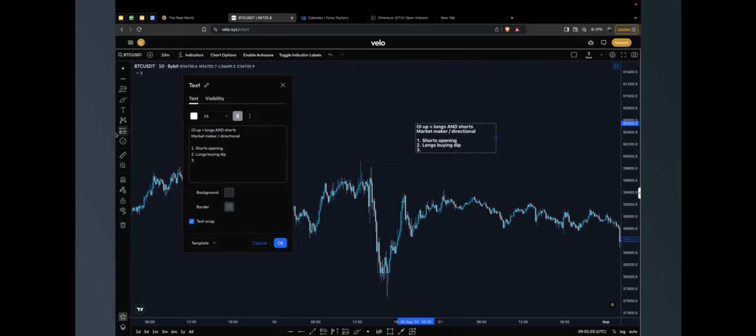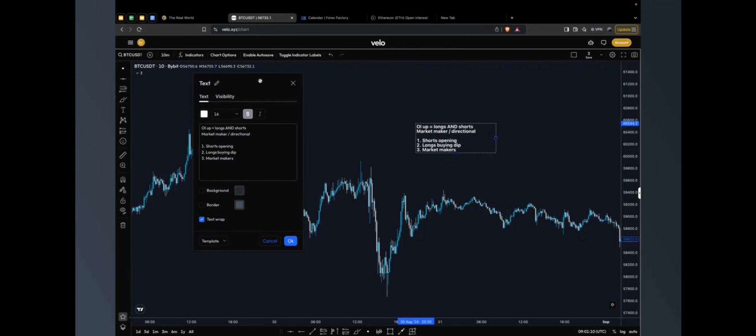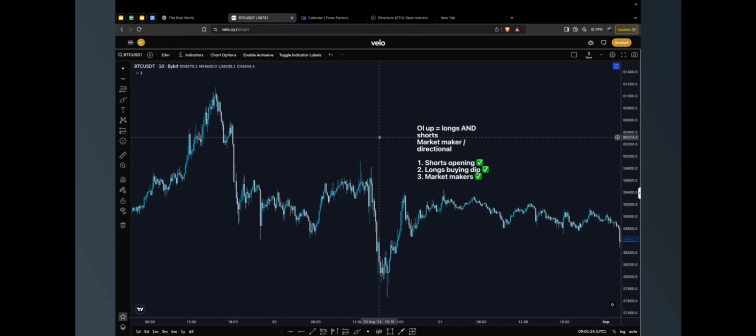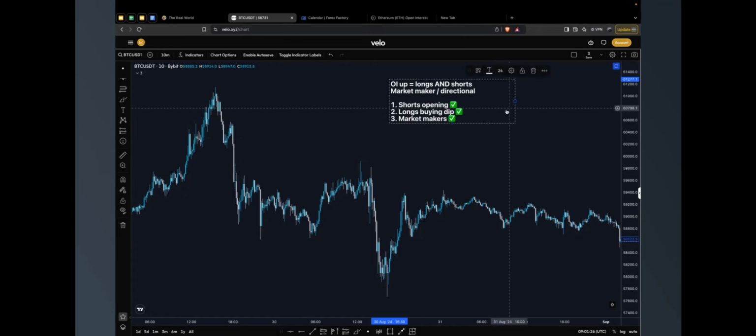And market makers, which kind of goes along with it. Right? So this is what is happening. You can guarantee there are shorts opening, yes. Always. There are longs buying the dip, yes. And then within that you have market makers who are providing liquidity. So it's literally their job to take on the other side.